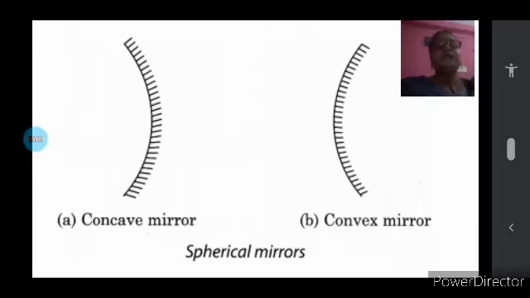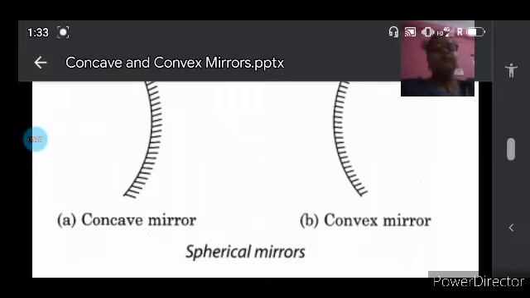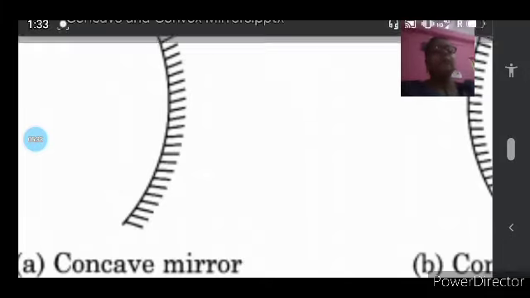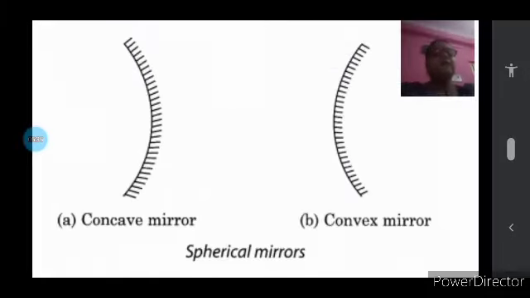Now here you can see two pictures, children. A and B. In A, you can see the reflecting surface. Where is the reflecting surface? You can point it out. And in B also, where is the reflecting surface? You can note it down. Now let us concentrate on the first image, that is the concave mirror. So here the reflecting surface, how is it, children? It is curved inwards. Yes, the reflecting surface is curved inwards. But when you take the convex, you can see the reflecting surface is bulged outwards.